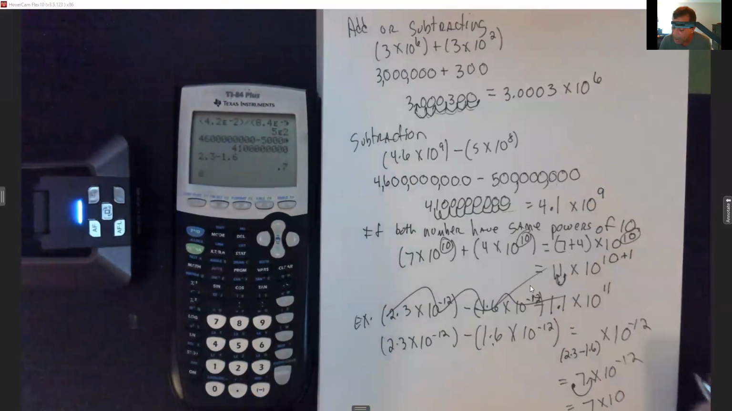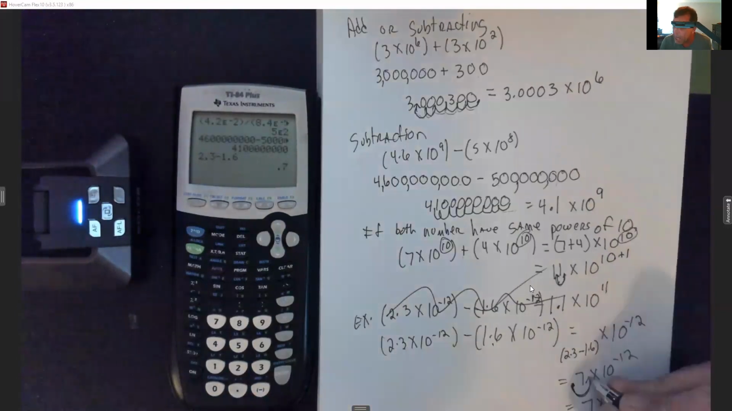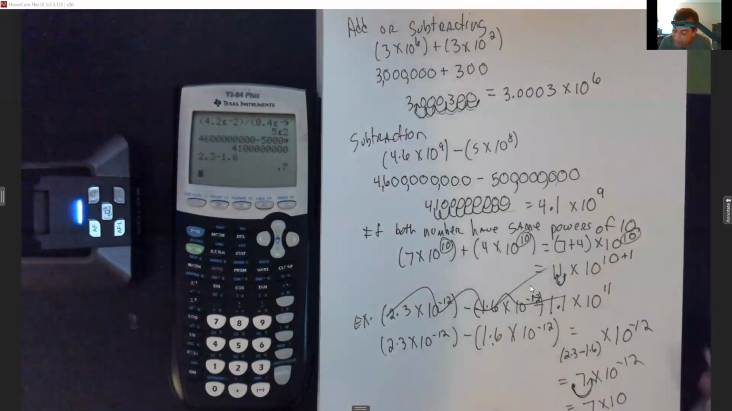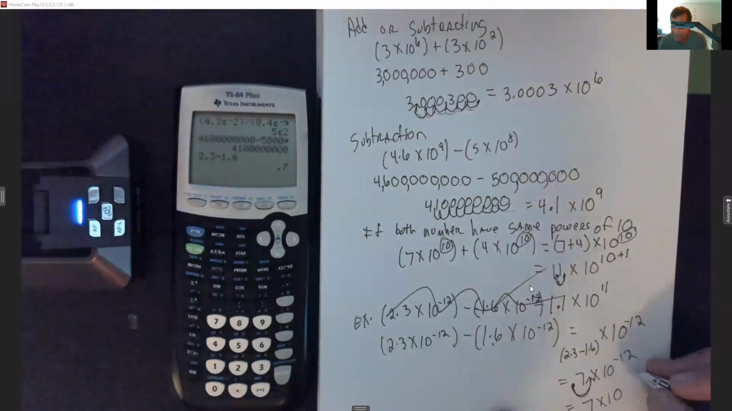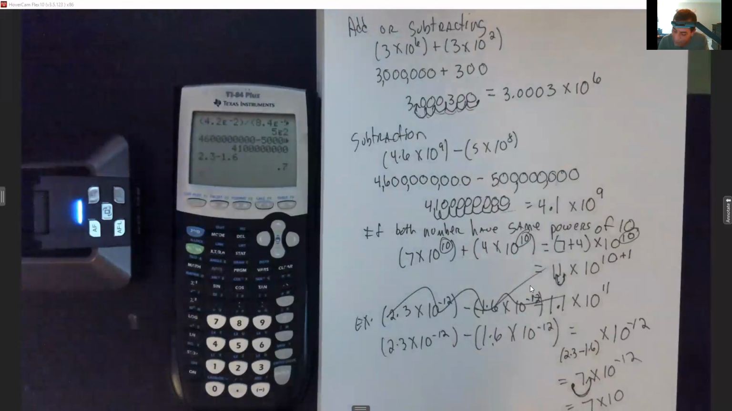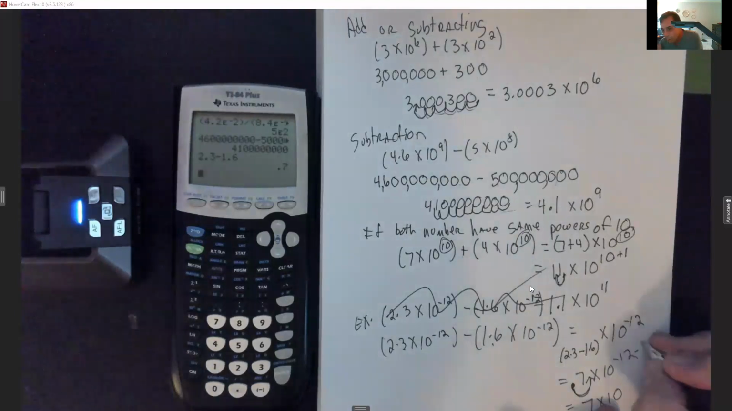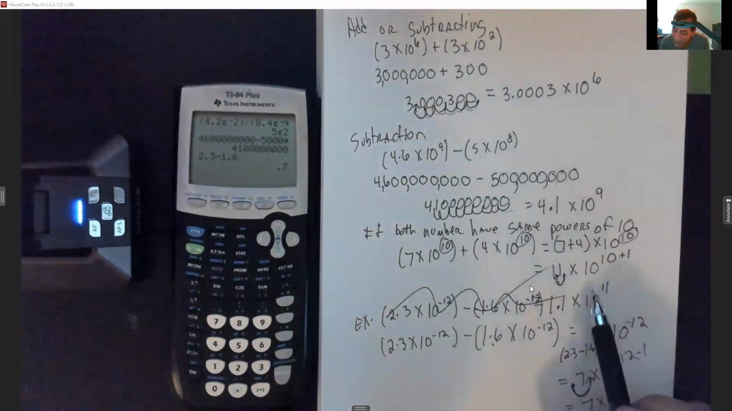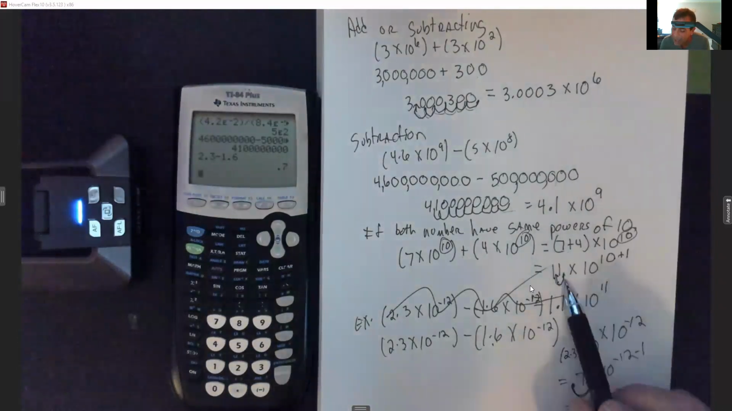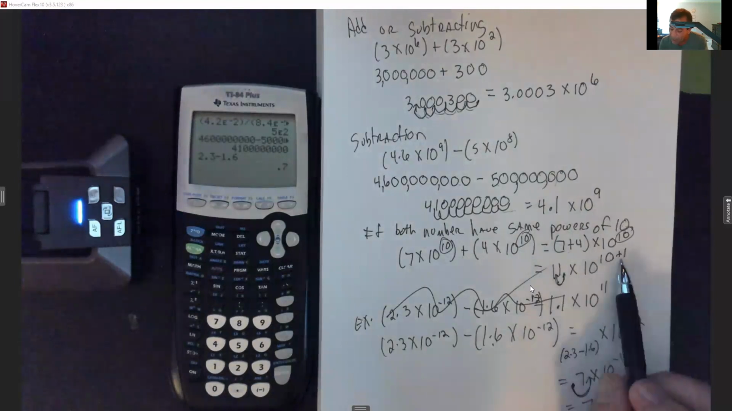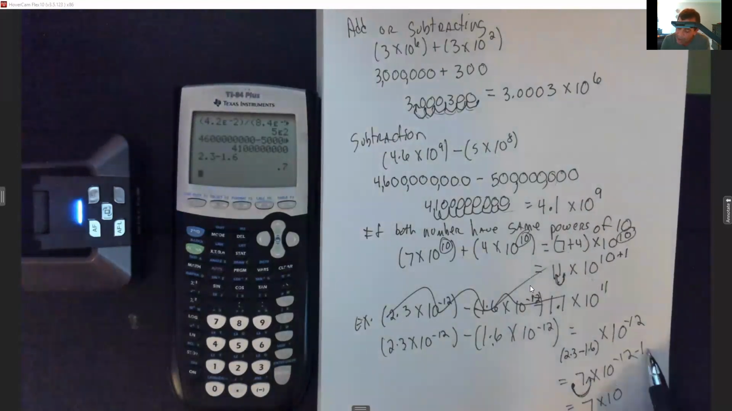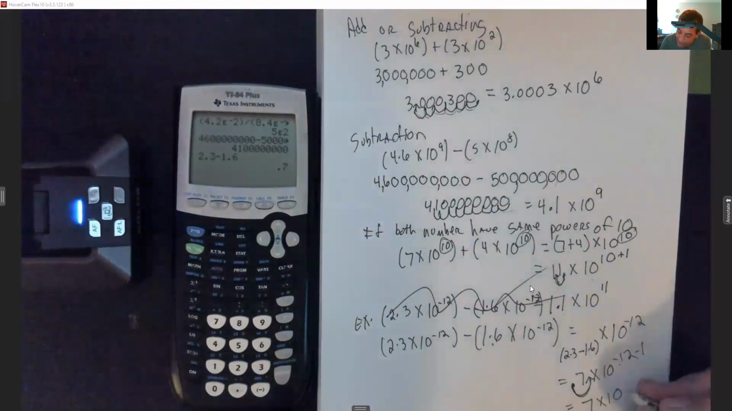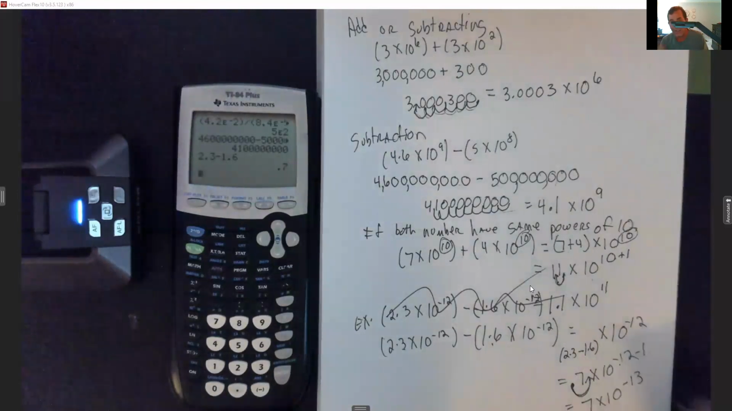Now remember, anytime I move the decimal right, what am I going to do? I'm going to subtract 1. Up here, it was on the right and I moved it left, so I added 1. This one's on the left, and I moved it right, so I subtract 1. And negative 12 minus 1 is a negative 13.